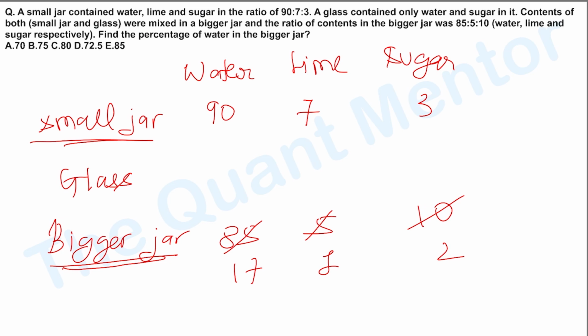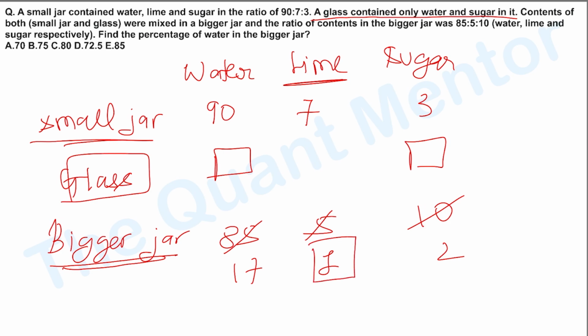Now let's observe something, guys. The glass contains only water and sugar as per the data, right? That means whatever lime content is there, that same lime content is present in the bigger jar. So the 1 that we have in the bigger jar corresponds to 7 in the smaller jar. Since it's the same content, we need to make the same value in both the ratios. So the second ratio, the bigger jar, I'll multiply throughout by 7, and I'll get the ratio of water, lime and sugar as 17 into 7, 119, 1 into 7 is 7 and 2 into 7 is 14.